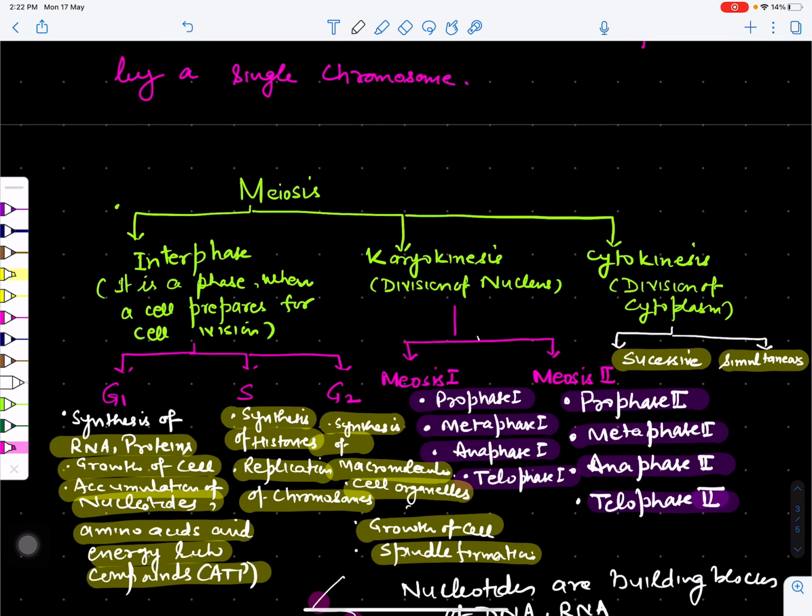So when cell division takes place, it is divided into interphase, karyokinesis, and cytokinesis. In interphase, the cell prepares for cell division. In karyokinesis, the nucleus divides. In cytokinesis, the cytoplasm divides.